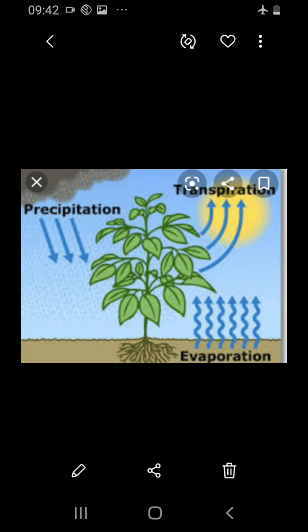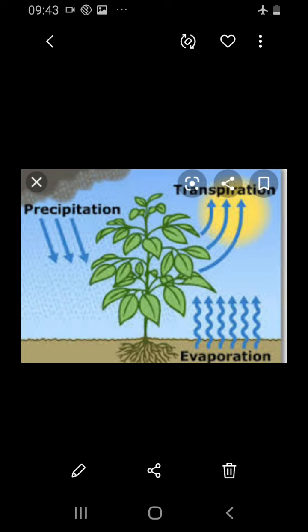What is transpiration? Transpiration is the evaporation of water in the plants through stomata in the leaves. Stomata are small openings that open in the day and close at night. The opening and closing of stomata is due to the changes in the turgidity of the guard cells. Guard cells are present in the epidermis of the leaves, so when it opens and closes, water movement or transpiration takes place.